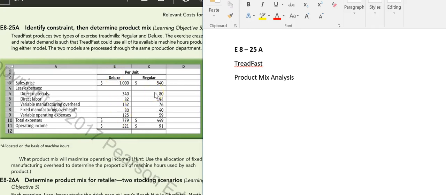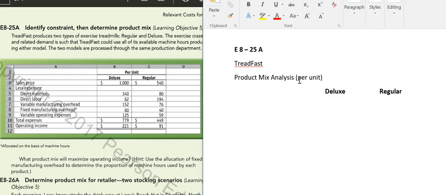So right now we have the information for one unit. So we're going to show this income statement only for one unit. So, product mix analysis per unit. Right. Let's do two separate columns, one for the deluxe one and another for the regular one.